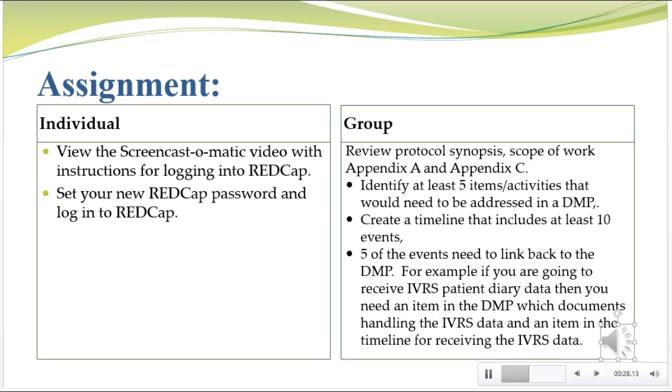As a group, you're going to need to review the protocol, synopsis, the scope of work, Appendix A and Appendix C in the text. Using those, I want you to identify at least 5 items or activities that would need to be addressed in a data management plan. Create a timeline that includes at least 10 events. Five of those events need to link back to the data management plan. For example, if you're going to receive data sets of IVRS patient diary data, you also need an item in the DMP which documents handling the IVRS data so that the two are linked.